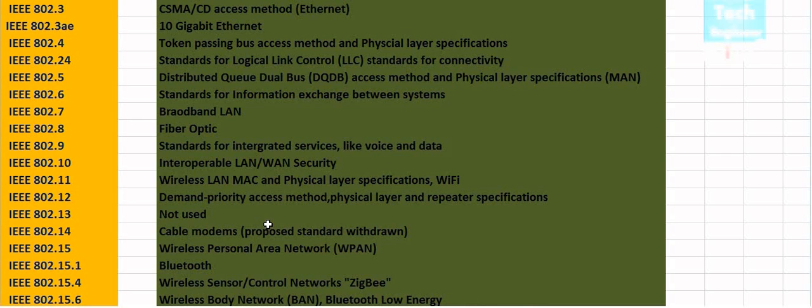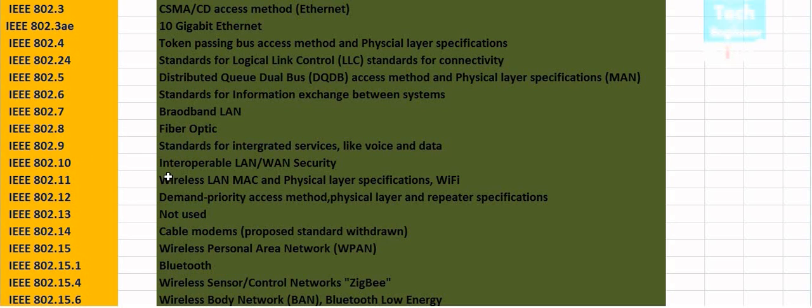IEEE 802.8 is fiber optic. Again, it's very important. Broadband LAN is also very important. Sometimes the interview might ask you. IEEE 802.9 is for standards for integrated services like voice and data. Okay. IEEE 802.10 is interoperable LAN/WAN security.